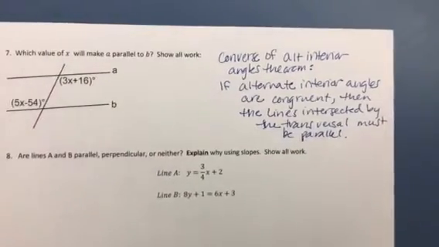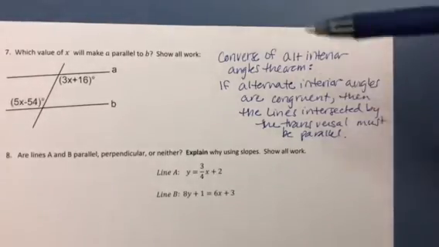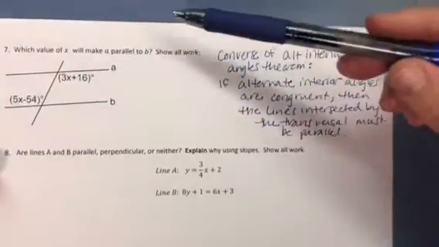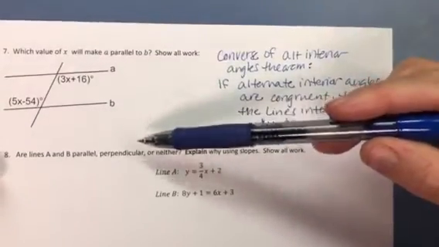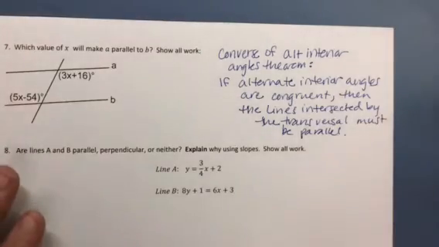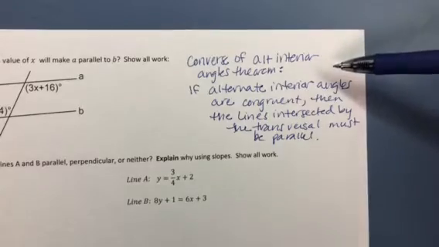All right, this is the second page of the study guide. In question 7, it says, which value of x will make A, so line A, parallel to line B? Show all work. So really, we need to think about the converse of the alternate interior angles theorem.